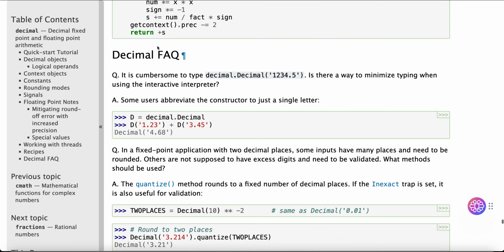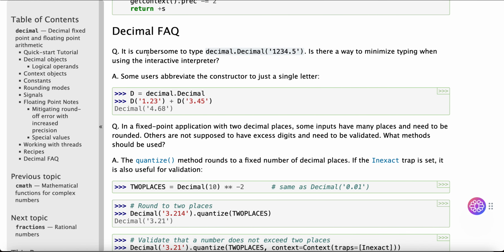Decimal FAQ. Q. It is cumbersome to type Decimal('1234.5'). Is there a way to minimize typing when using the interactive interpreter? A. Some users abbreviate the constructor to just a single letter: D = Decimal.